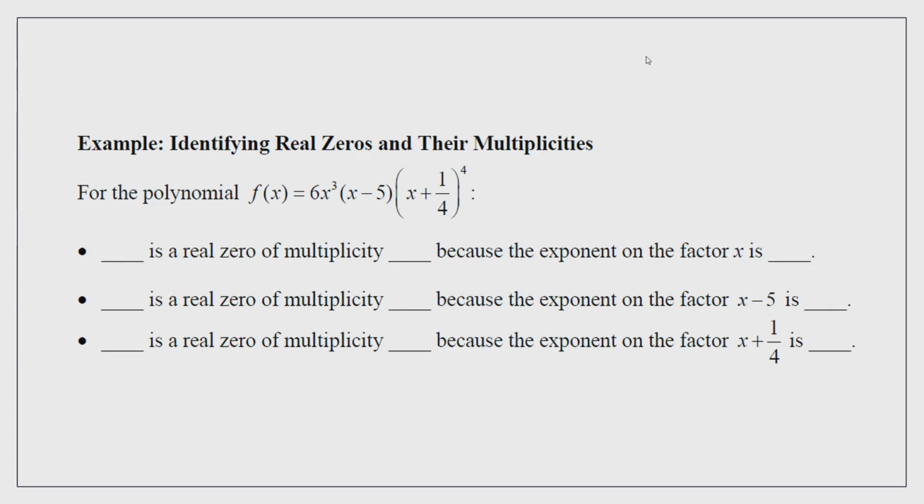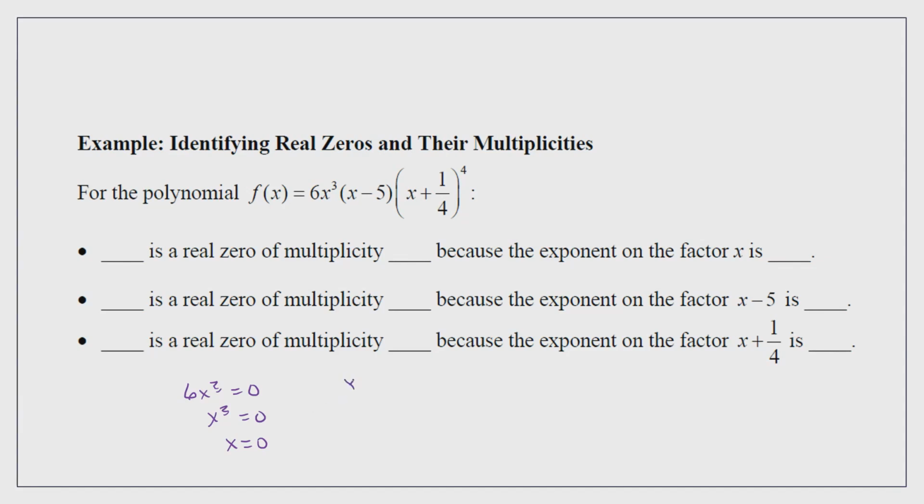So we have our polynomial f of x. It is written in factored form, so we can identify our zeros from each factor. We'll take our first factor, 6x cubed, and set it equal to 0. And so we'll get x cubed equals 0, and so x equals 0.